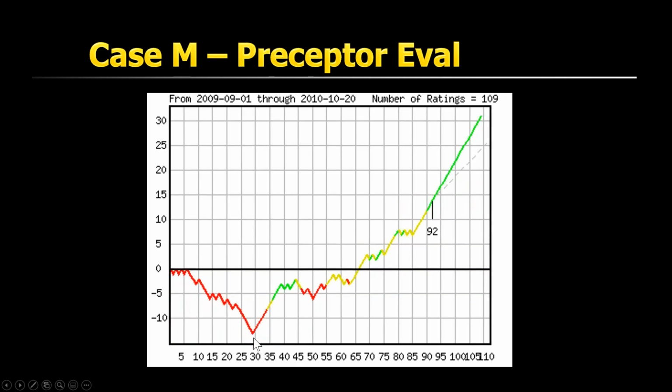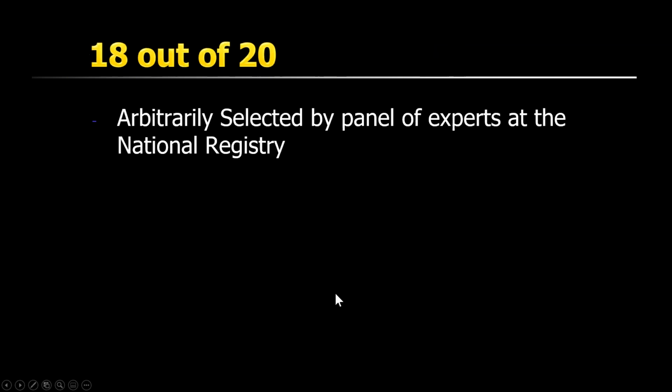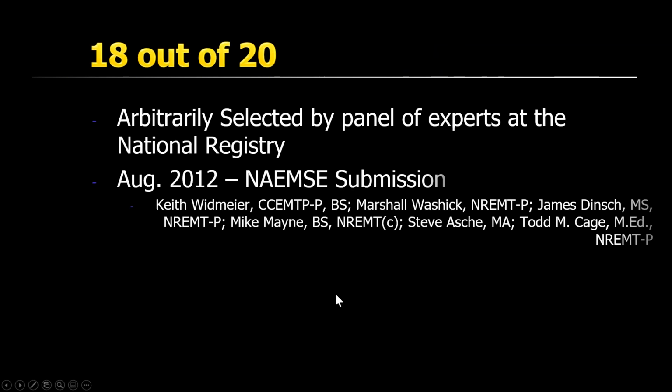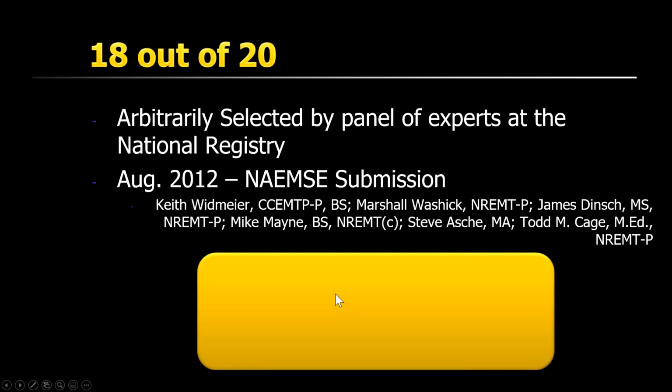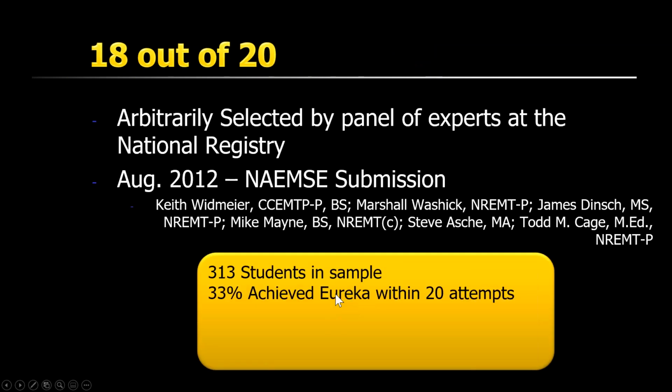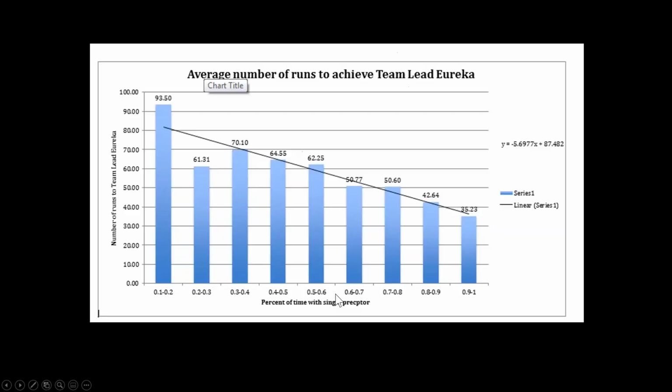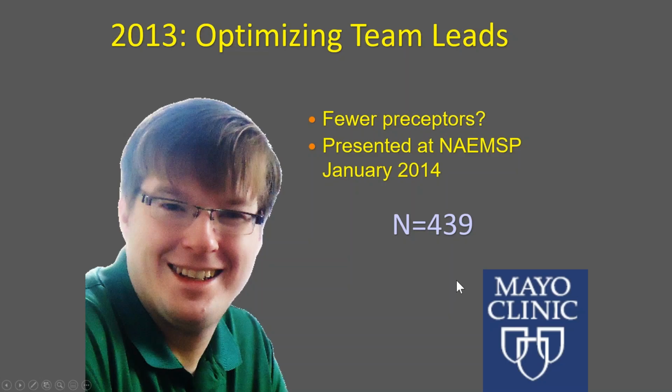And we tried to see if we could optimize this using Eureka Graphs. And in 2012, Keith Widmeyer, Marshall Washik, and Todd Cage looked at 313 students. And when we optimized this, we noticed this one best research at the name is P for, I think, educational researcher or poster. But essentially, the fewer preceptors there were, the less time it took and the fewer runs it took to reach Eureka.